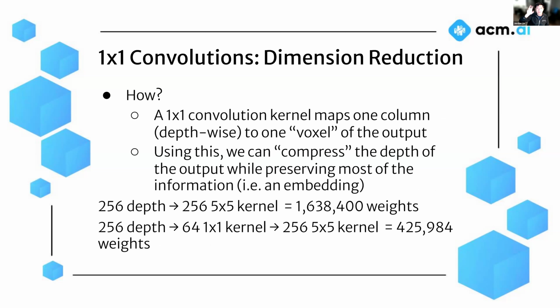So you're doing convolutions, but you're just dragging this one pixel thing over the image. So instead of doing, say, 256 depth to 256 with a 5 by 5 kernel, which has this many weights, we can do a 256 depth to a 64 1x1 kernel, and then back to 256. So the input and output dimensions are the same, but you have much fewer weights.